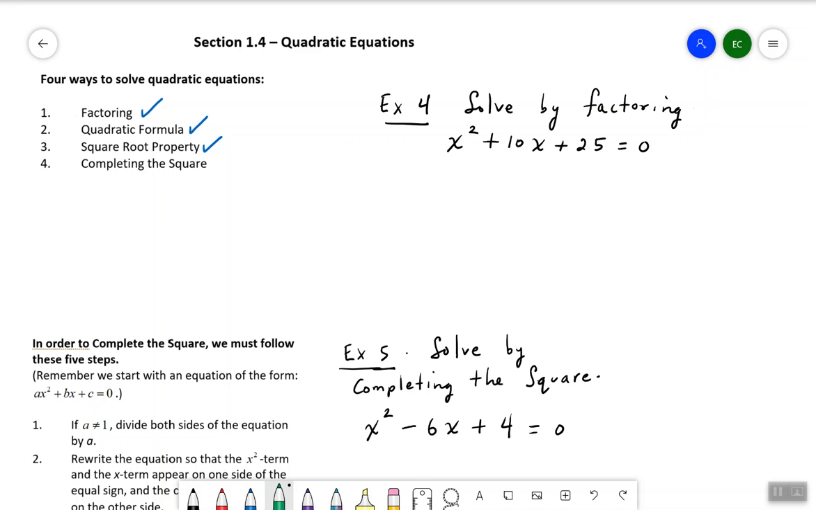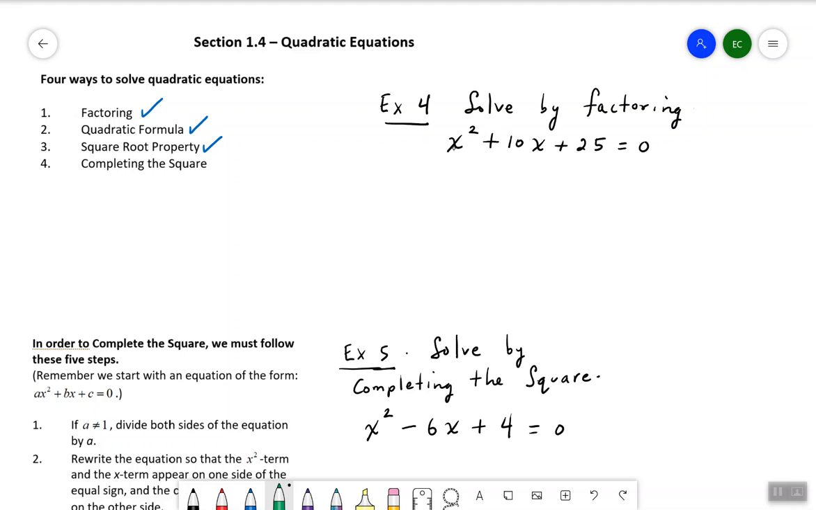We're almost finished with section 1.4. We've already talked about factoring, the quadratic formula, and the square root property. And now the last method for solving a quadratic equation is called completing the square. We'll get to that in just a minute. But before we do, we should go back and work one more problem by the factoring method.